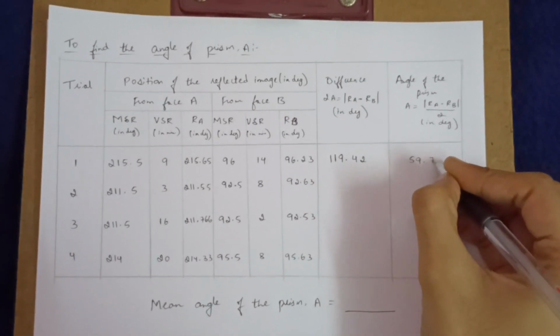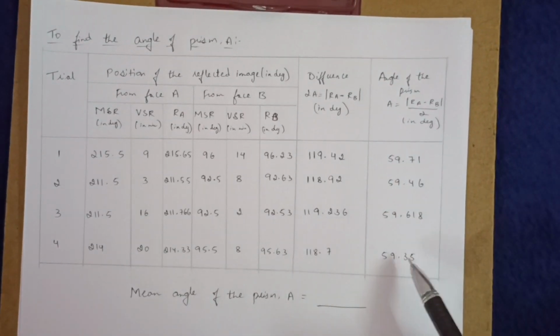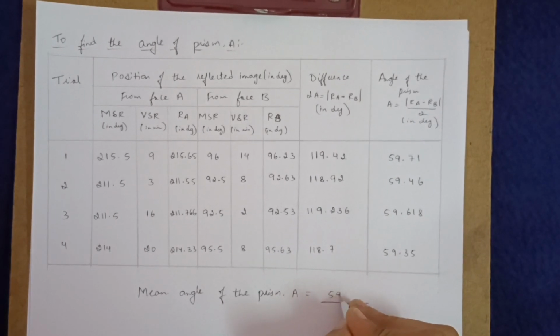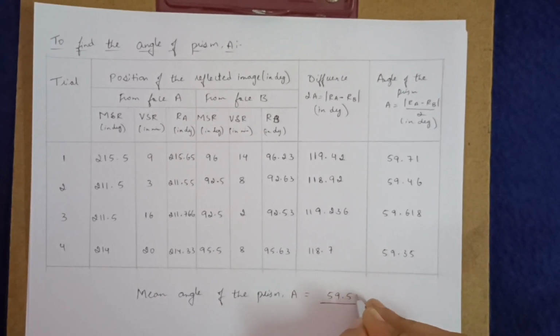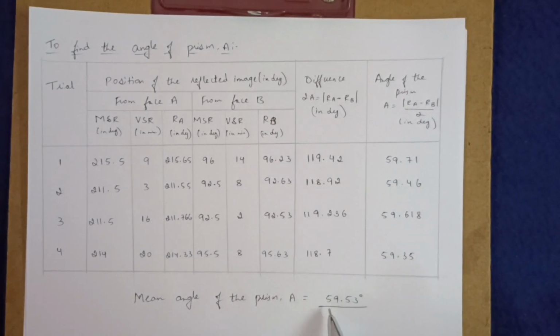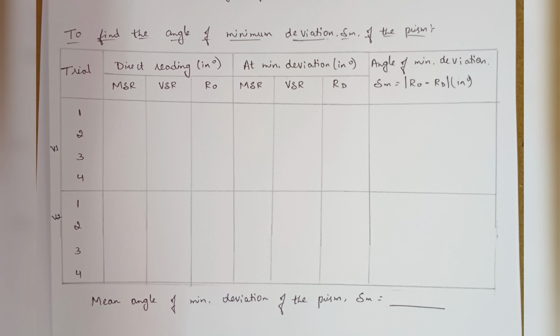Find the same for the rest of the readings. Then take the mean of all these readings to get an accurate value of the angle of the prism. Here the value is 59.53 degree. This is the obtained angle of the prism. Next, let us move on to finding the angle of minimum deviation.